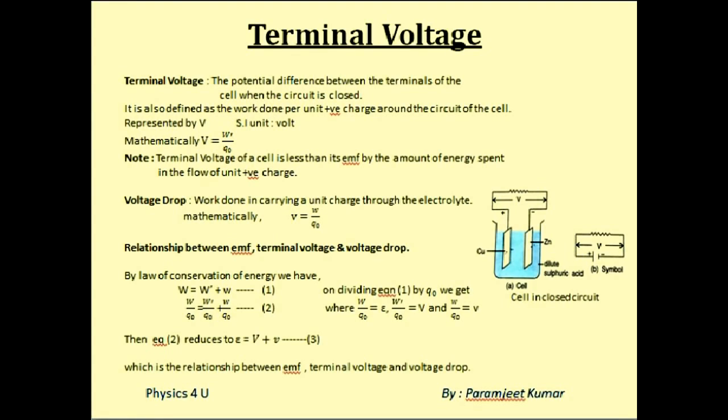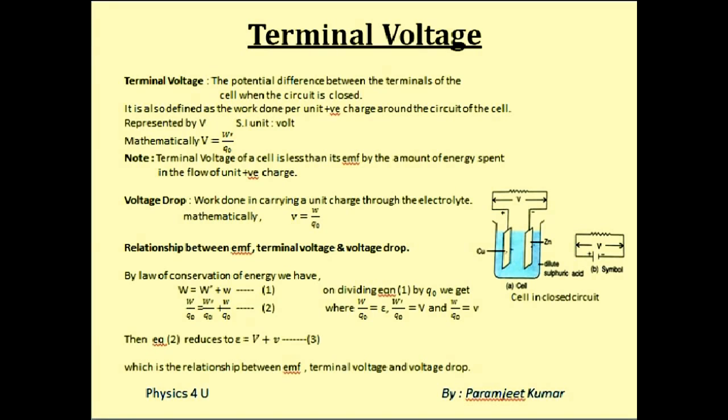Now the next topic, terminal voltage. It is also the potential difference between the terminals of the cell when the circuit is closed. And it is also defined as the work done per unit positive charge around the circuit of the cell, represented by V. SI unit is volt, and mathematically it is V equals W dash by Q naught. Here V is the terminal voltage, W dash is the work done, and Q naught is the test charge.